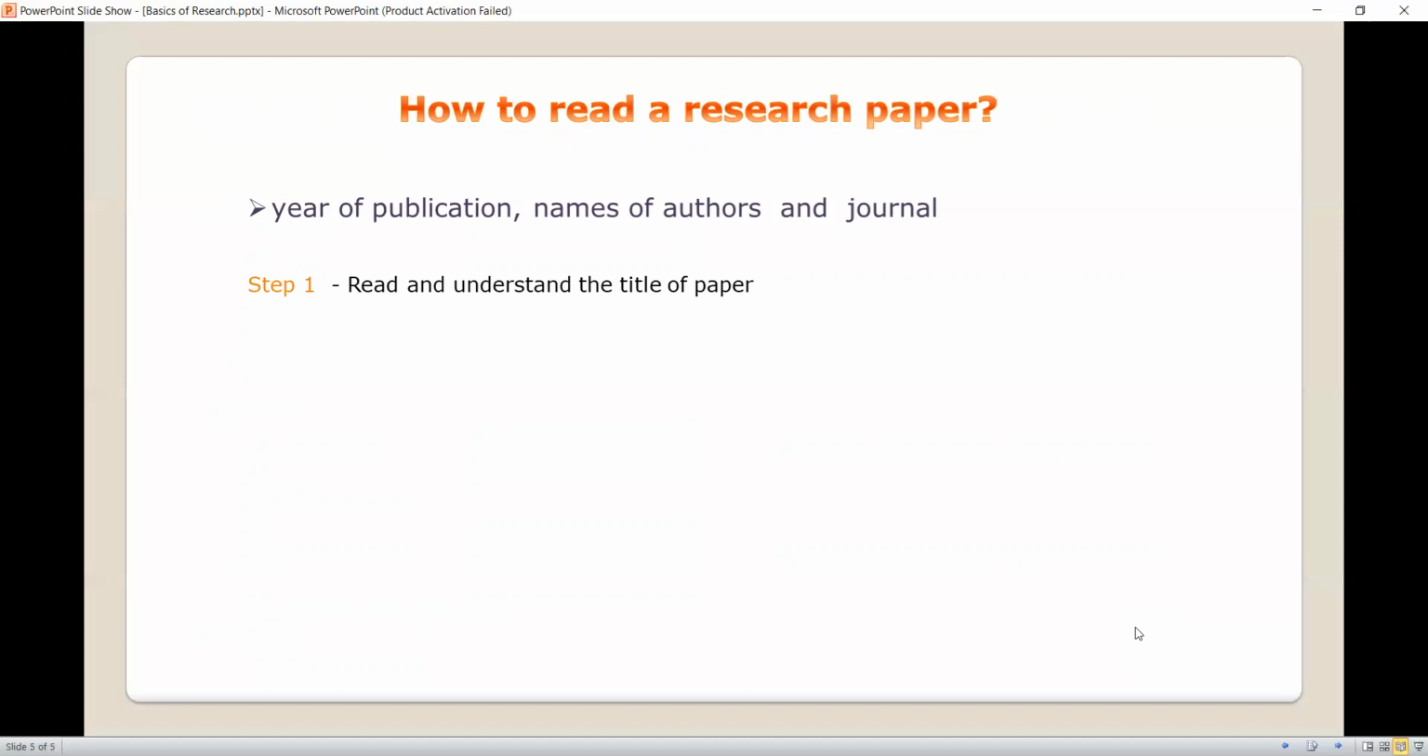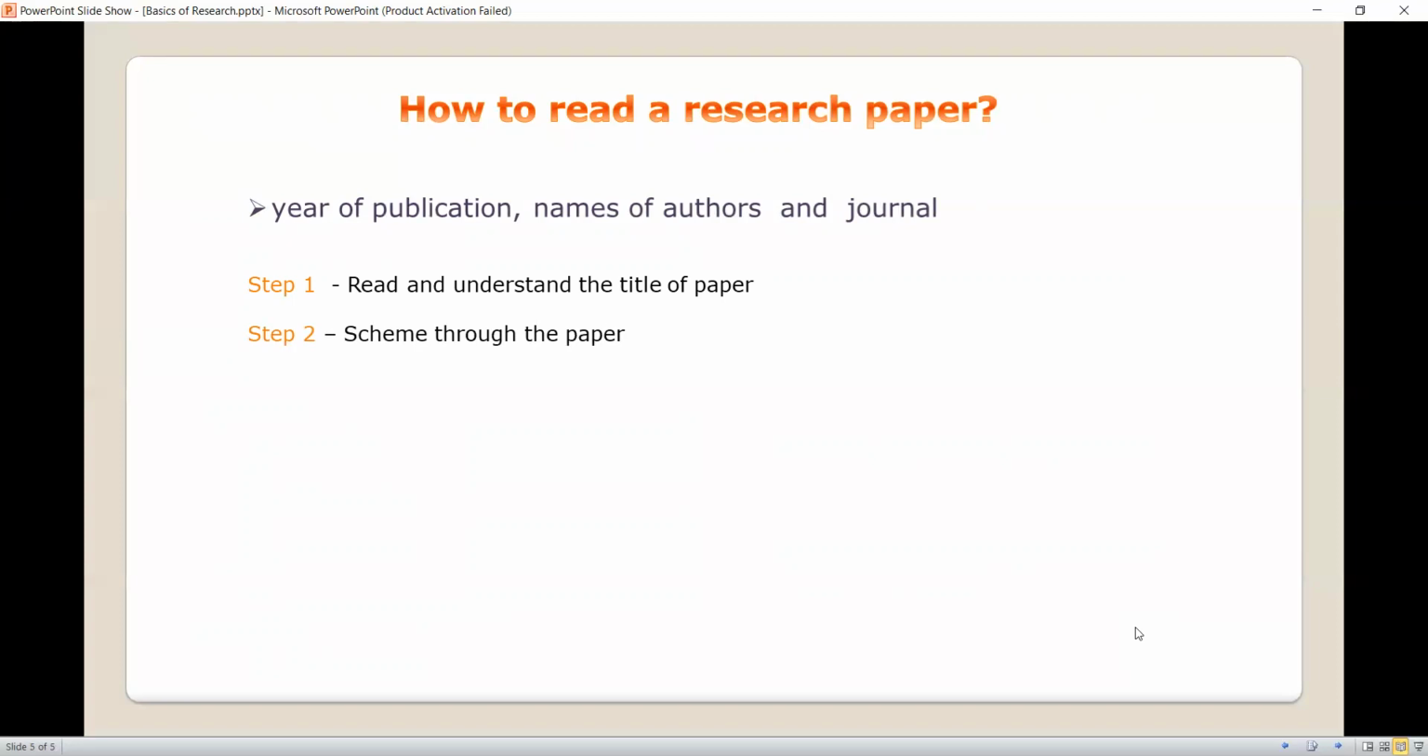So that's why we need to understand this title, and then come to step number 2, that is skim through a paper. When you are reading a research paper, you have to check the major headings. What are the major headings? They are written in the paper, and also check the pattern of the paper.